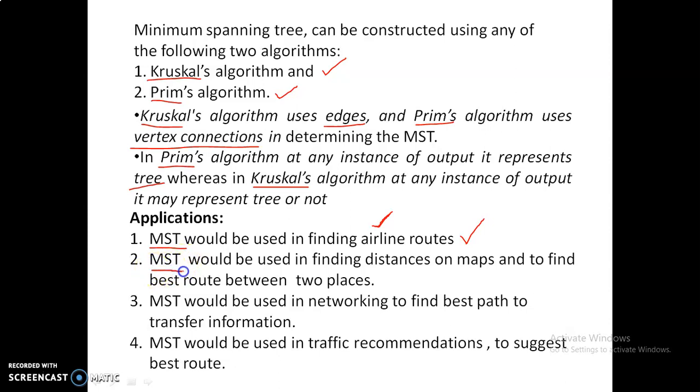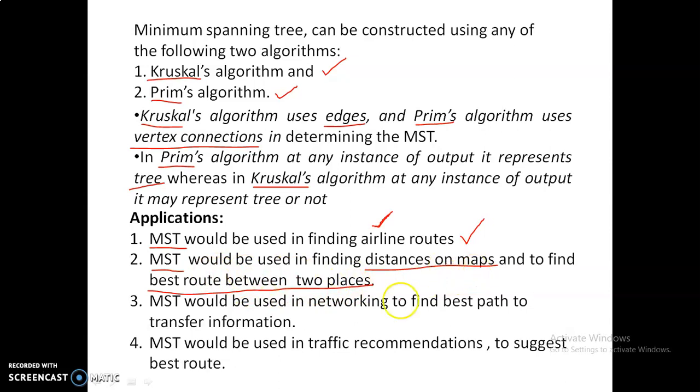At the same time, the minimum spanning tree can also be used to find distances on a map. Whenever you see Google Maps, different lines are drawn between different cities and places. Some of those lines are shown as thick lines. Those are the best or minimum routes to reach from the source to the destination, so those also use minimum spanning trees, to find the best route between two different places.